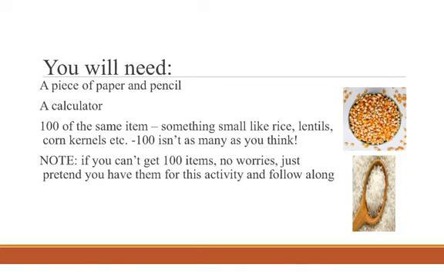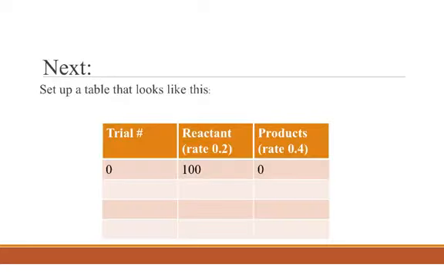And if you can't get 100 items of the same thing, you can use pretend items and just go through the motions of this activity. All right, your next job on your piece of paper, you're going to set a table up that looks like this. So we have column 1, trial number. The second column is the reactant, and our rate for reactant exchange is 0.2, and then we have products with a rate of 0.4. So set this up, pause the video, and then go to the next slide.